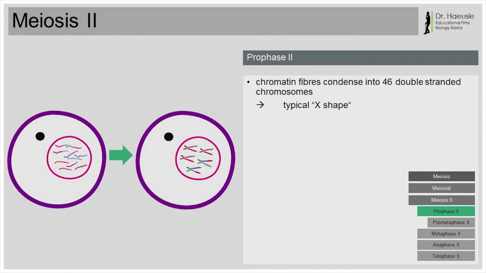In prophase II, the chromatin fibers condense into 23 double-stranded chromosomes per cell. The chromatids of a chromosome are not identical due to crossing over in prophase I. No two chromatids are exactly the same.